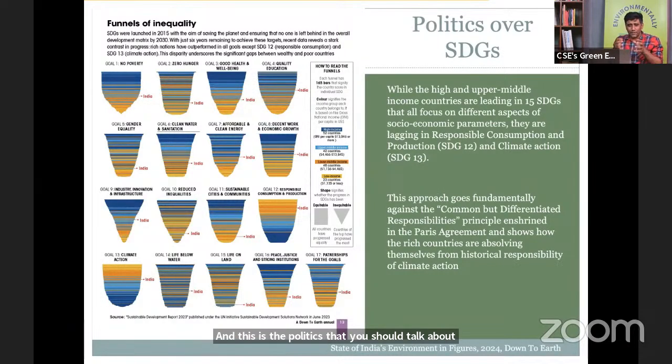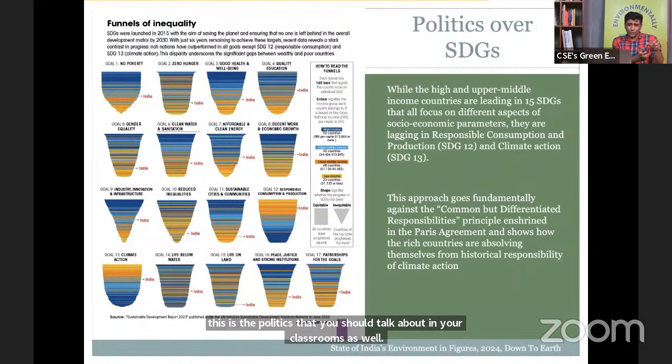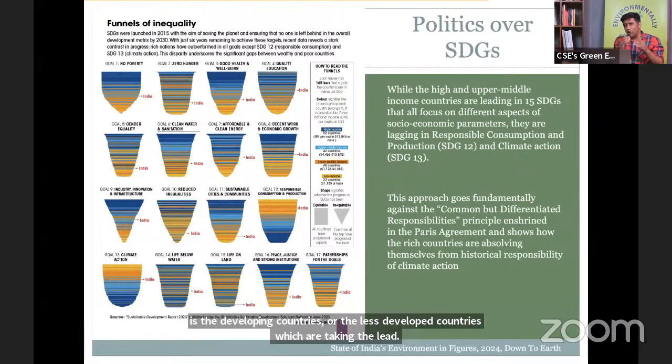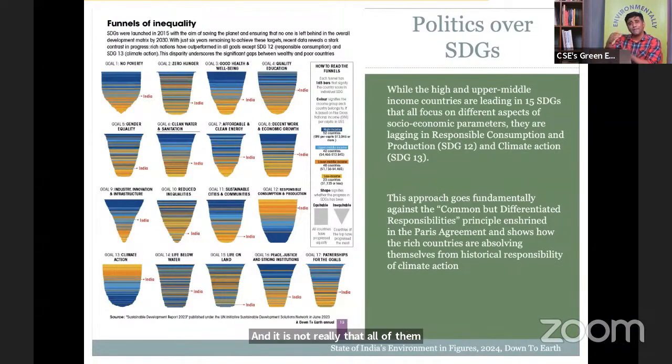That when it comes to saving nature, when it comes to sustaining or consuming your resources in a way that is sustainable for the long run, which is basically at the heart of the idea of SDGs, it is the developing countries or the less developed countries which are taking the lead. And it is not really that all of them are taking the lead. They don't really have an option.